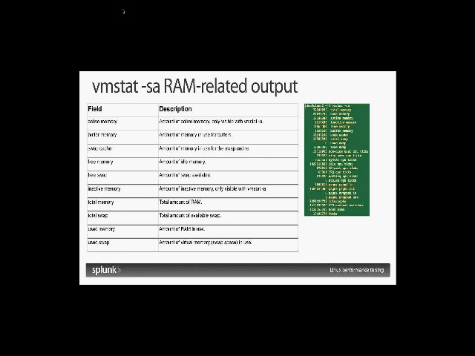You can use vmstat -sa to get those active and inactive items in there for your RAM-related output. And again, a lot of this is the same information from before, but it's in a more human-readable format. You don't have to constantly translate what those columns mean.